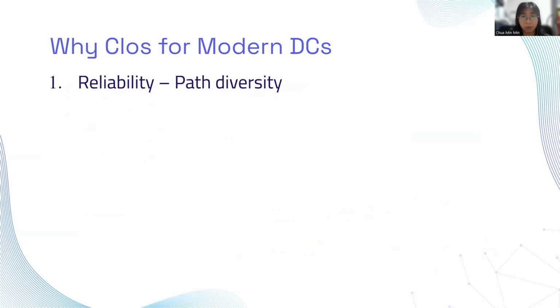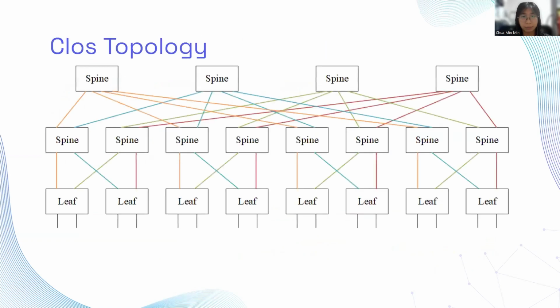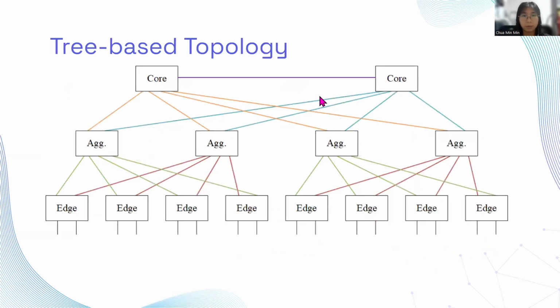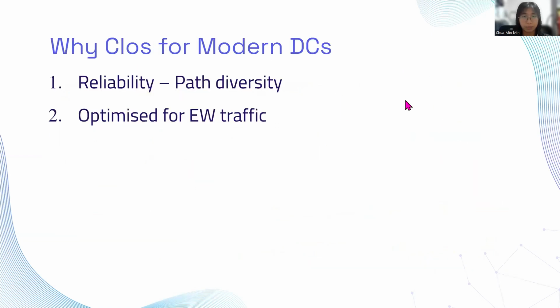Firstly, Clos provides more reliability through path diversity. If one spine switch is down, the degradation is 0.25, as the remaining 3 spine switches will share the load. However, for a tree-based topology, if a core switch is down, the degradation will be 0.5, with the remaining core switch handling all the traffic.